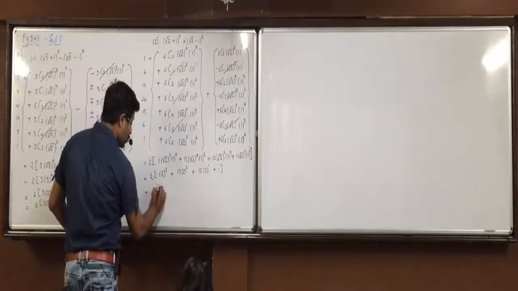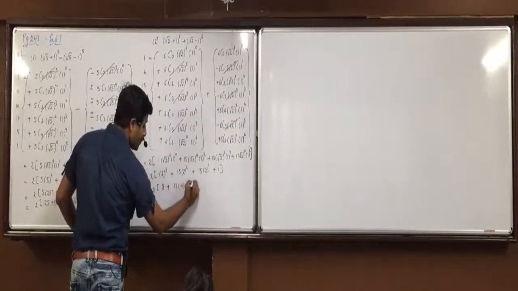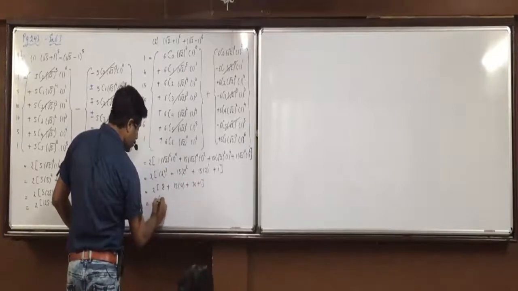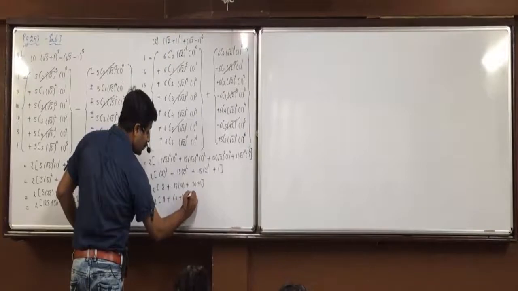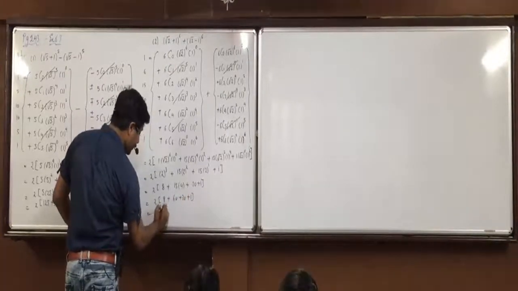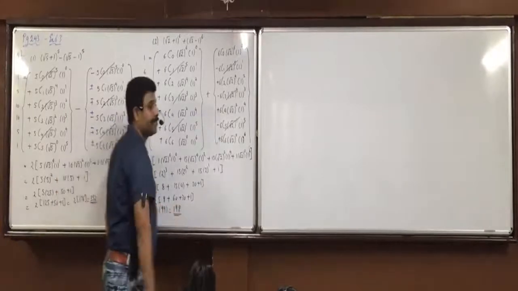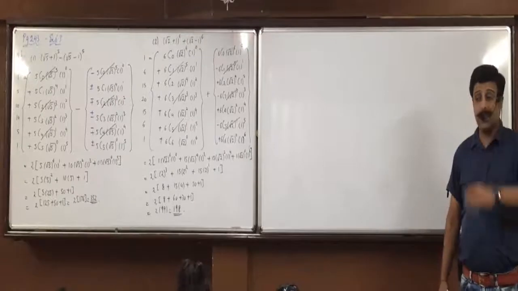So 2 into 2 raised to 3, 8. 2 raised to 2, 4. 15 into 2, 30. 2 into 8 plus 60 plus 30 plus 1, 2 into 99, 198. So anyone having any doubt with this type of questions?